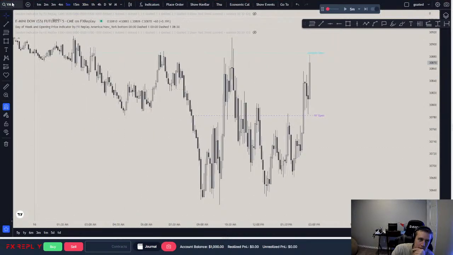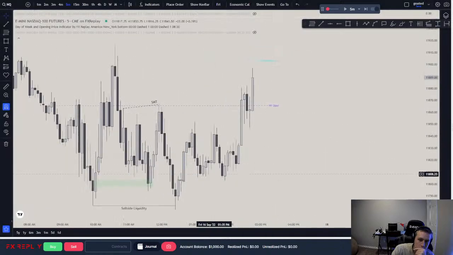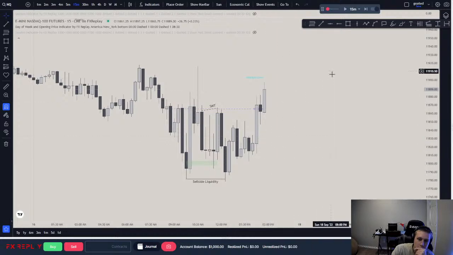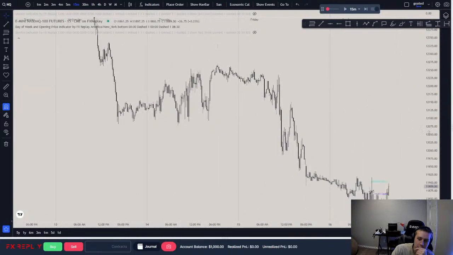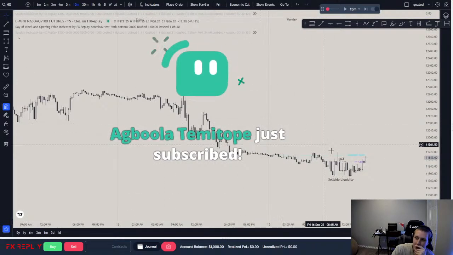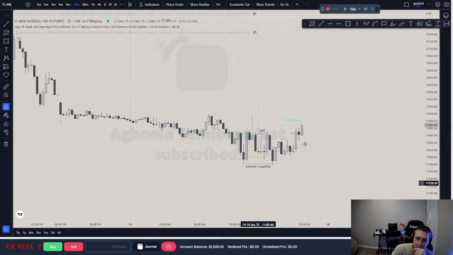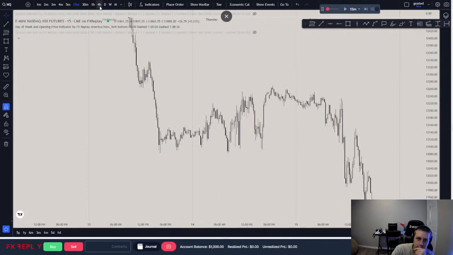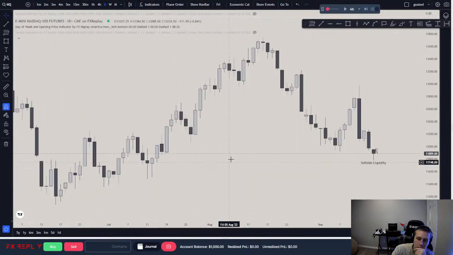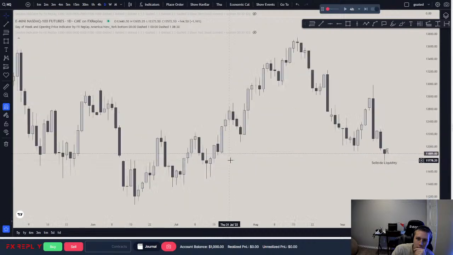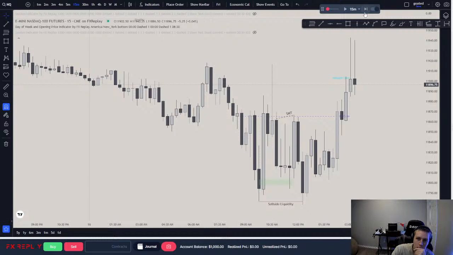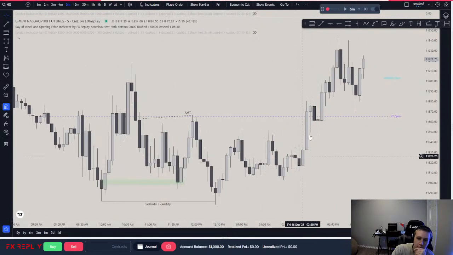Yeah, equal lows. Sell side taken. What type of period are we in though? Kind of a consolidation period. Hey, appreciate the sub, bro. Appreciate it. Basically consolidation. Let's look at the daily chart. Alright, so this does become a market maker buy model here.